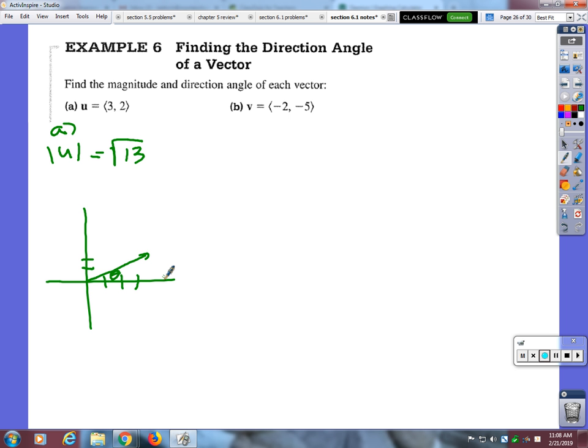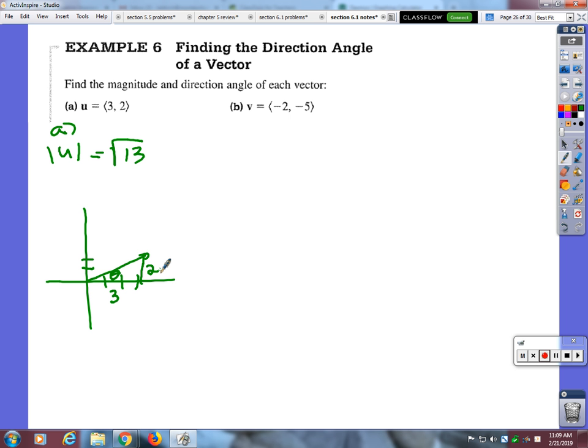You're not going to guess. There's no guesswork involved. Anyone? Okay, yeah, basically, so I have a little right triangle here. Okay, I know that this side is 3 because the x was 3. I know that this side is 2. What trigonometric ratio uses those two sides?